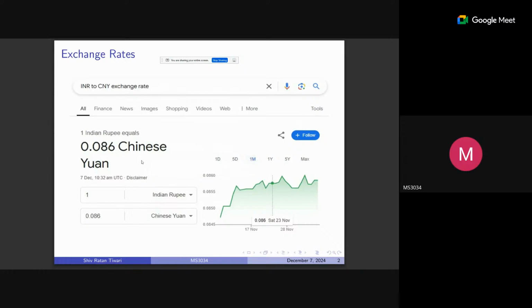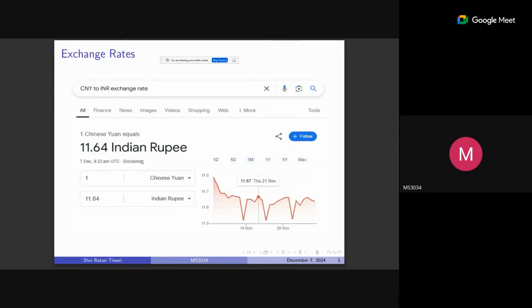show you how much one Indian rupee is valued in terms of Chinese yuan. And similarly, if you search for CNY INR exchange rate, then it will show how much one Chinese yuan is valued in terms of Indian rupees. That is 11.64. So this is the terminology which is generally used, and it is used in our practice sets also. I just wanted to make it clear for all of you.